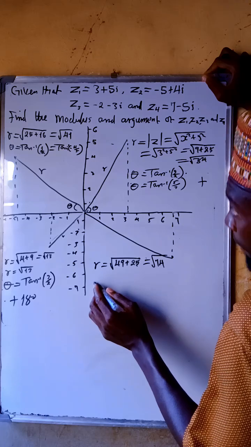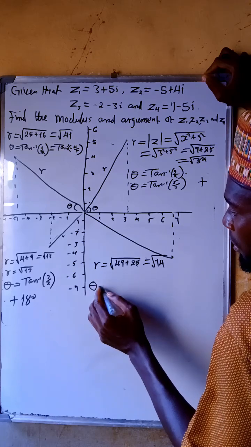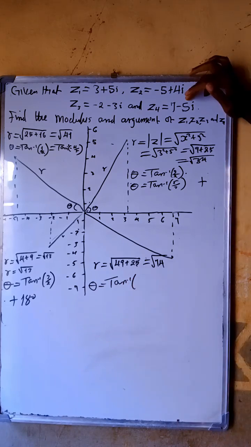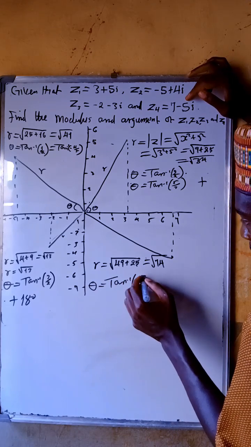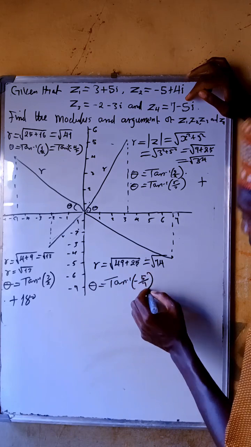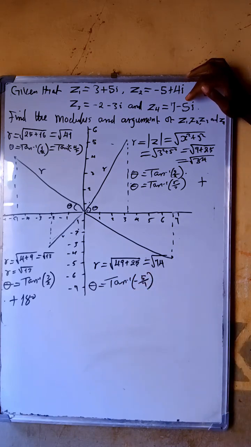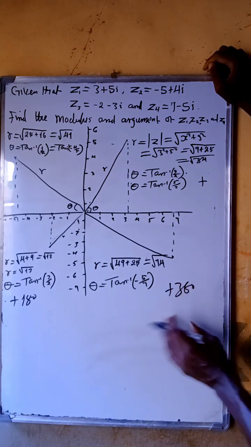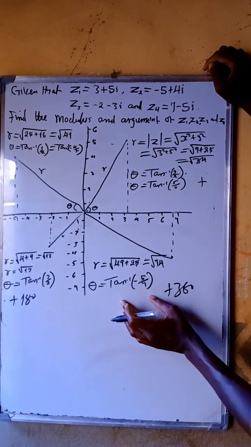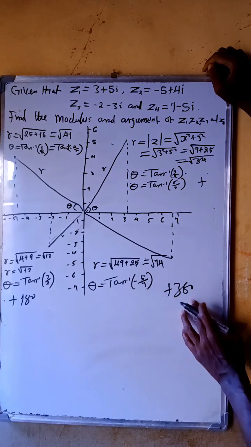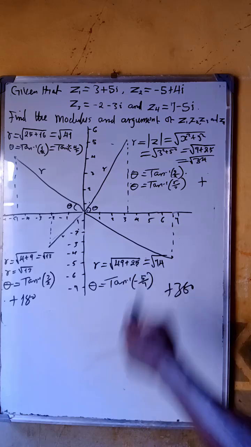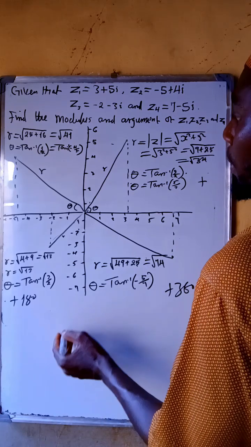And our argument, theta, is equal to tan inverse of negative 5 over 7. Now we are in the fourth quadrant. Then you will add 360 to this. If it gives you a negative theta, you will add 360 to it. Then whatever you get is our solution to this problem.